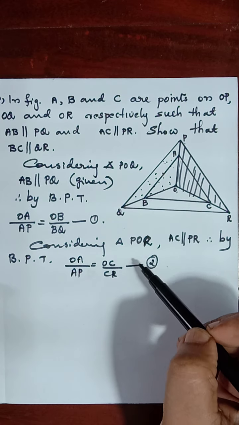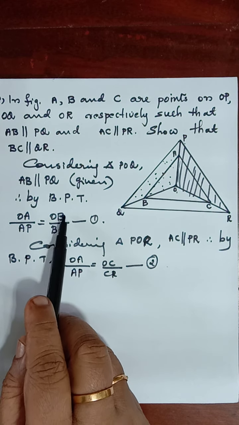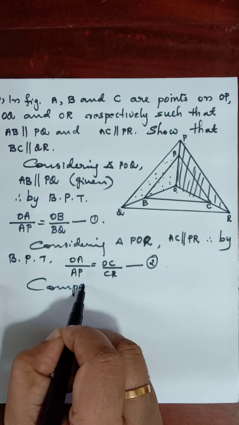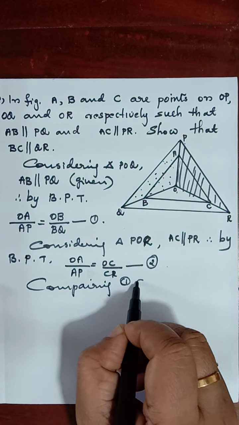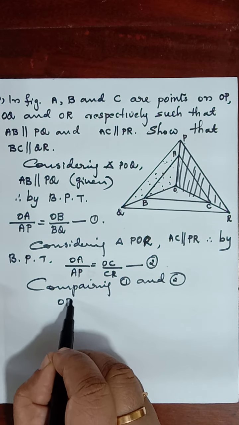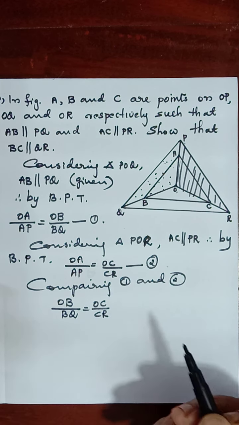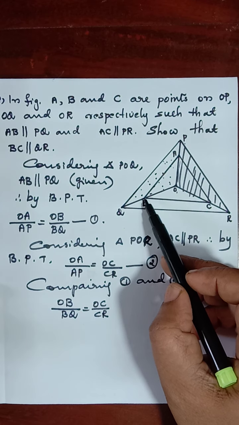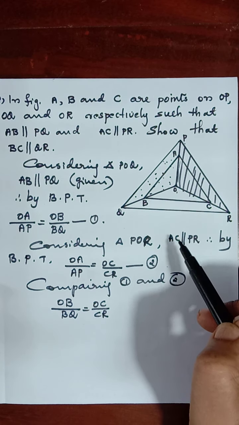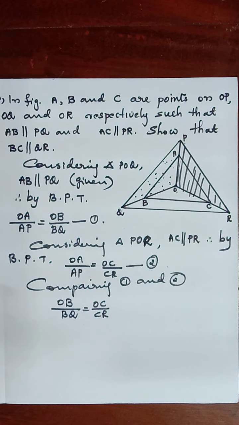Now match equations 1 and 2. Here you can see OA by AP in both the cases. In one, it is equal to OB by BQ. Here it is OC by CR. So we are comparing equations 1 and 2. We can say that the left hand sides are equal. Therefore, OB by BQ is equal to OC by CR. Now check it with the figure. Proportionality we have proved in triangle QOR, or OQR, in any form you can say.